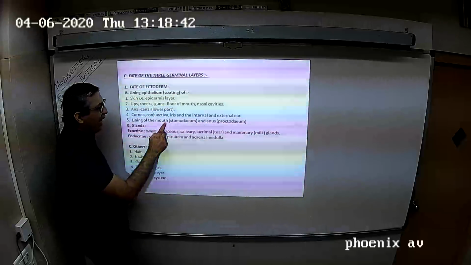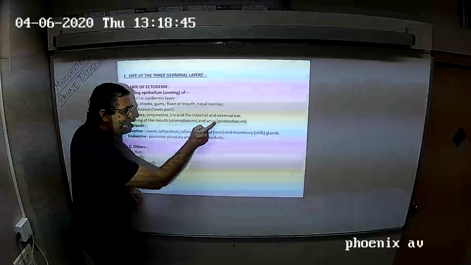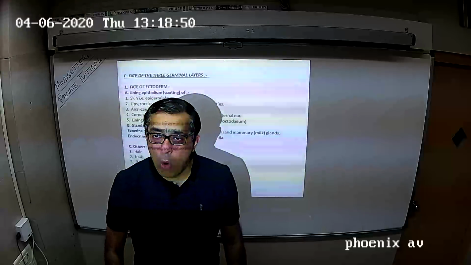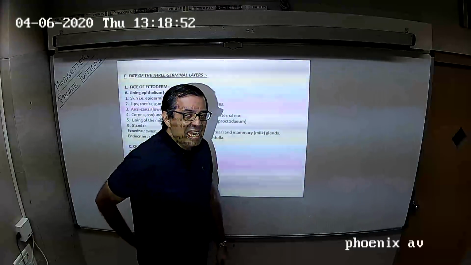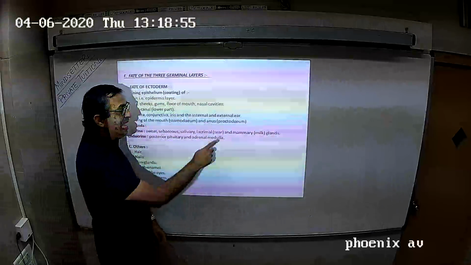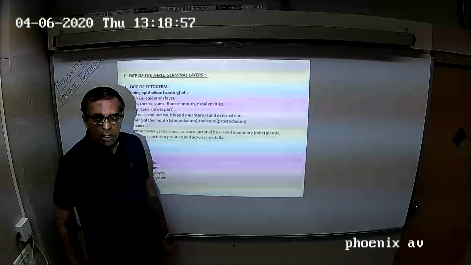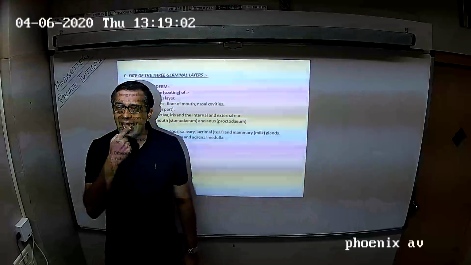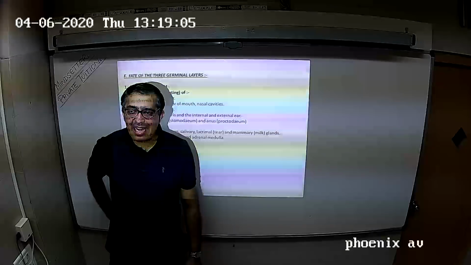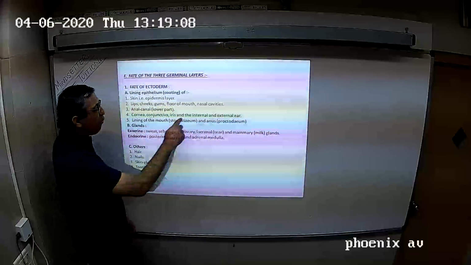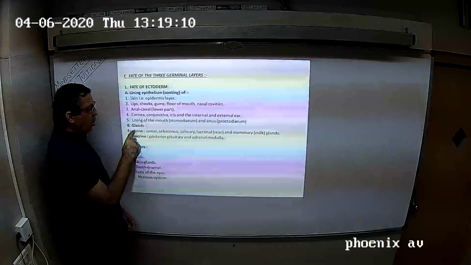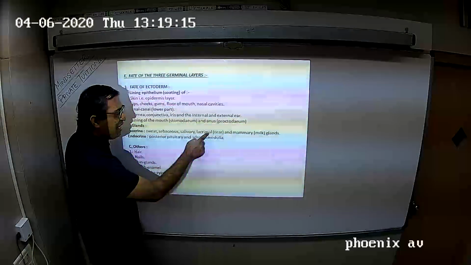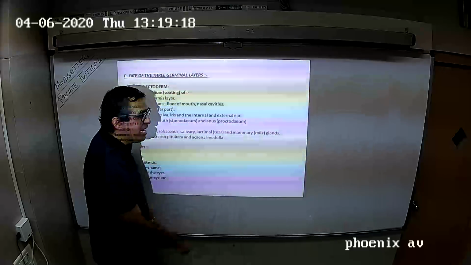And we have the lining of the mouth, stomodium, and anus called proctodium. तो oral lining stomodium and anus lining proctodium, they develop from the ectoderm. So ectoderm forms the stomodium, the oral lining, and the anal lining called proctodium. Ectoderm also forms glands: sweat gland, sebaceous gland, salivary gland, lacrimal tear gland, mammary milk gland.